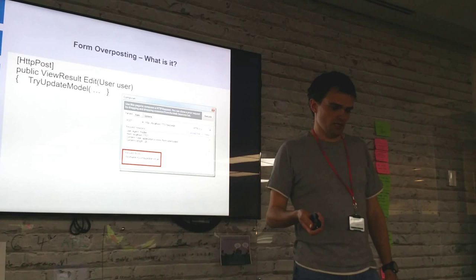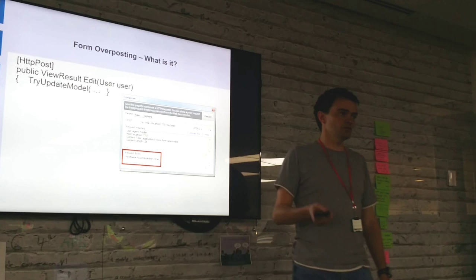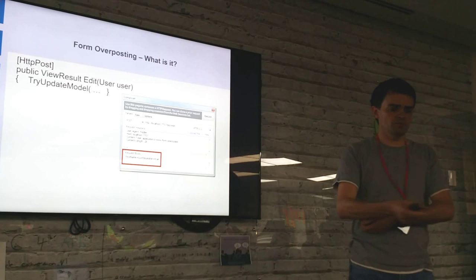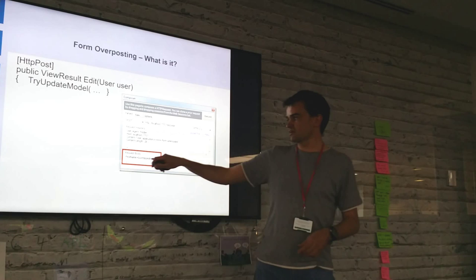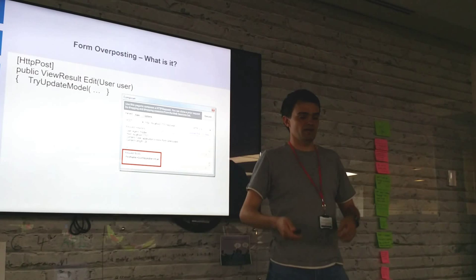Form overposting. So this is not OWASP top 10, but if you're an MVC developer, you need to know about this, because it's something that particularly affects you. So when you post data back, and you've got something like try update model, it will take that object model that comes back in through the form post. And let's say I'm changing my first name to Scott, because there's a field on the front page that says Scott.